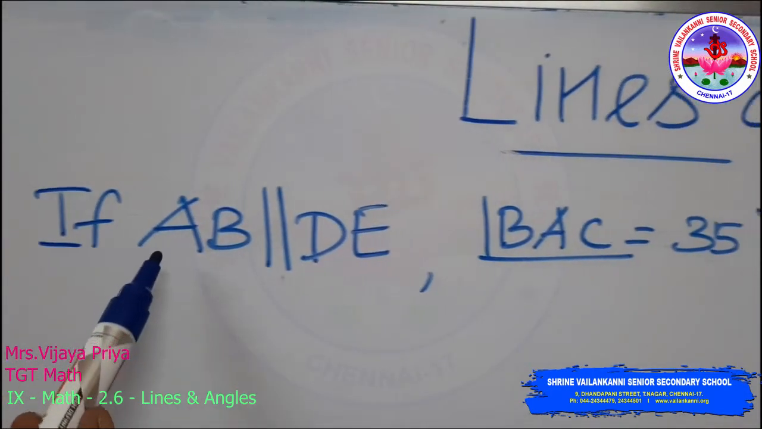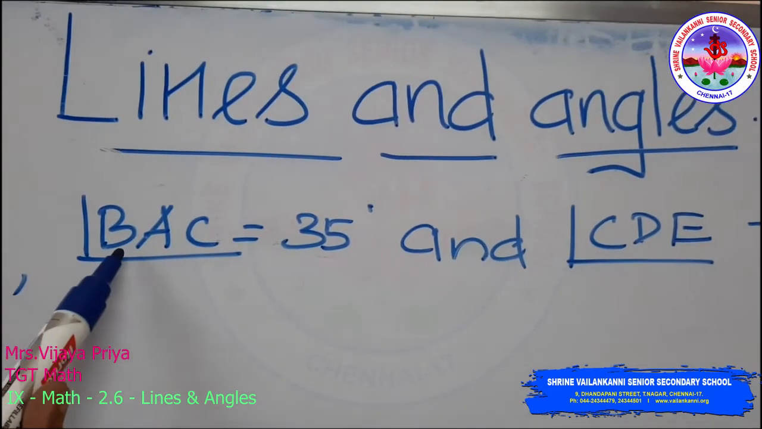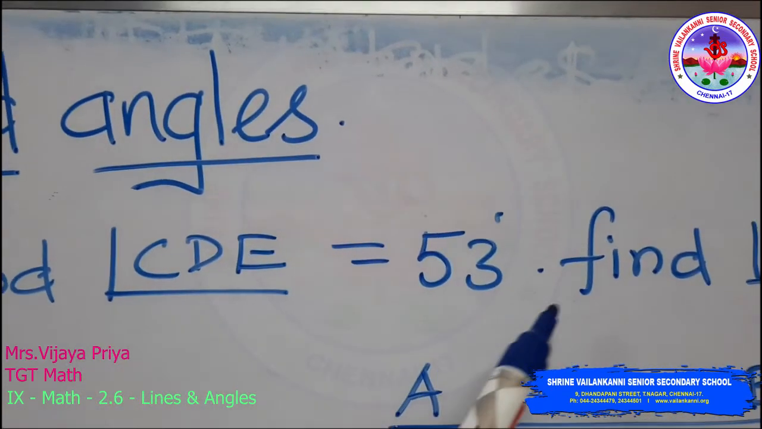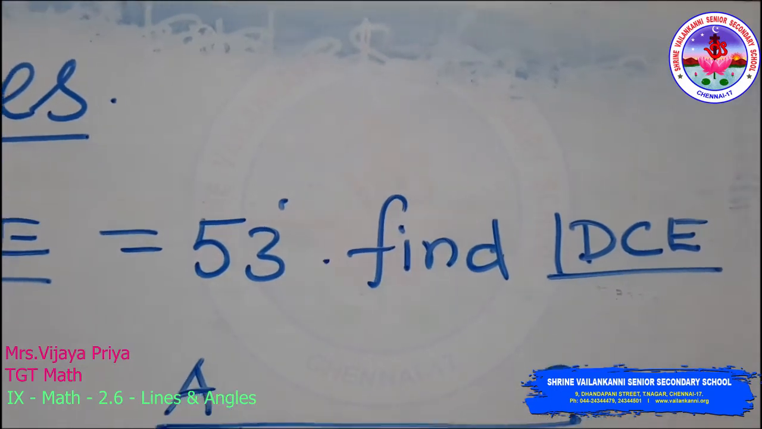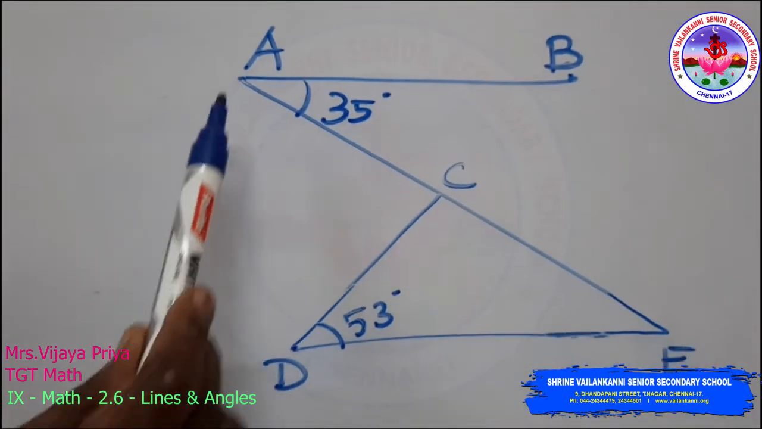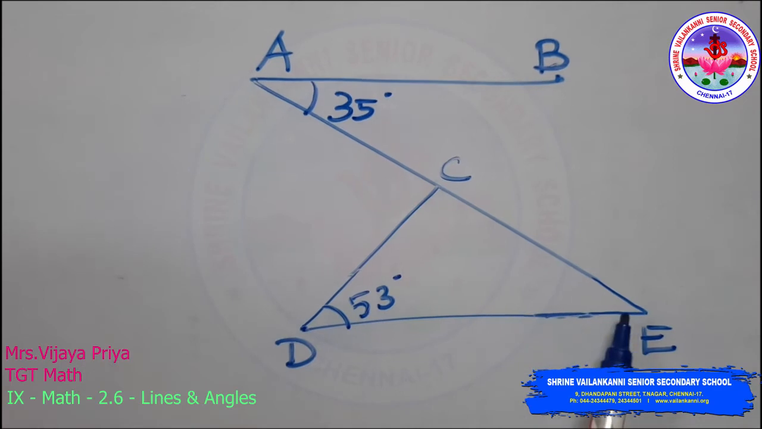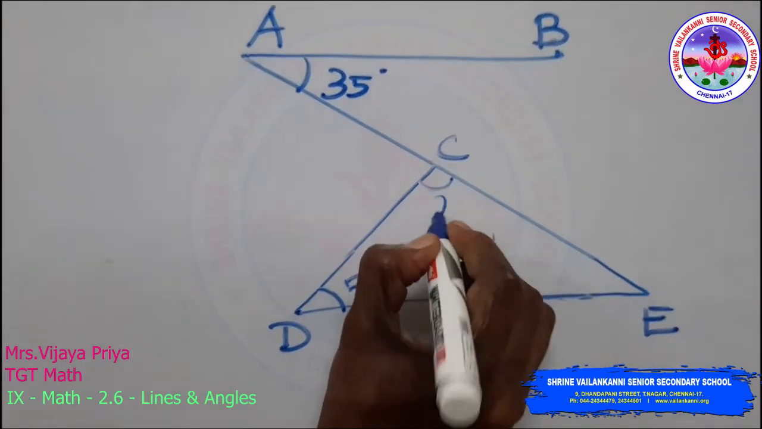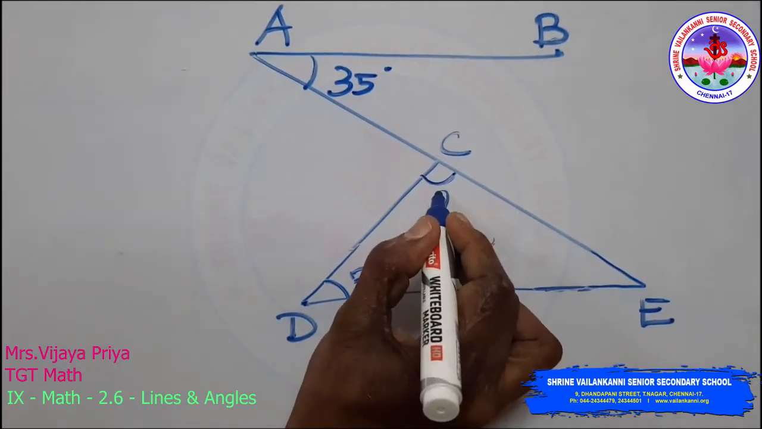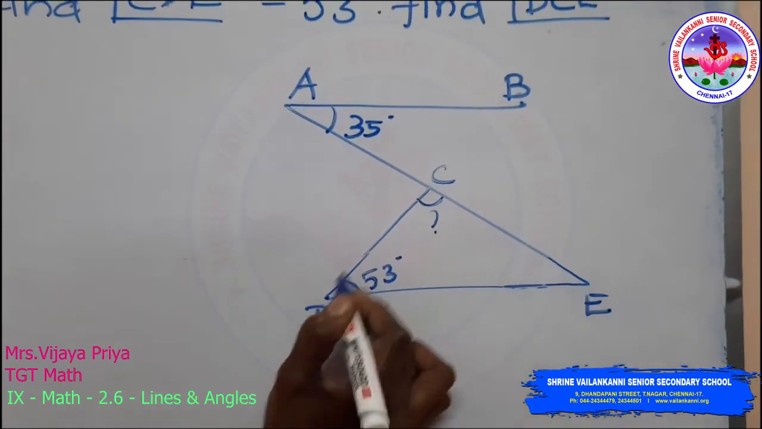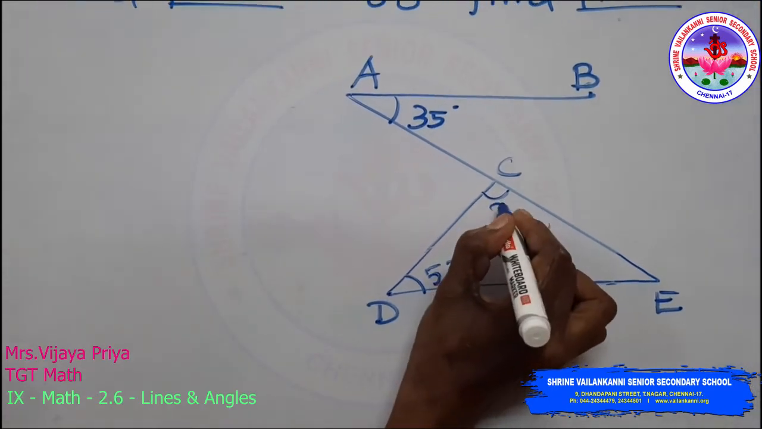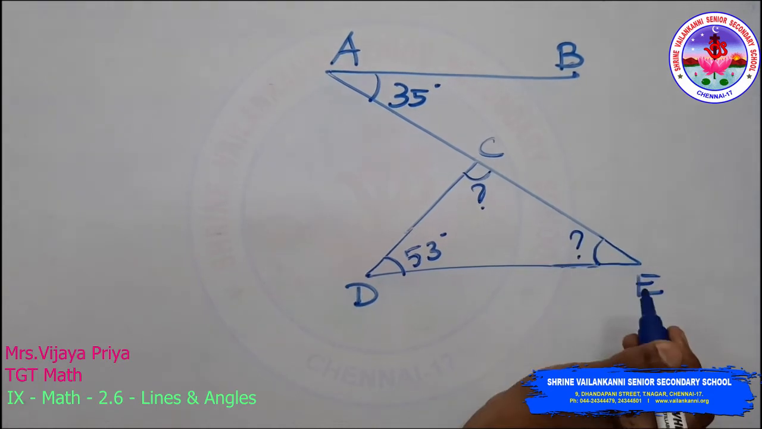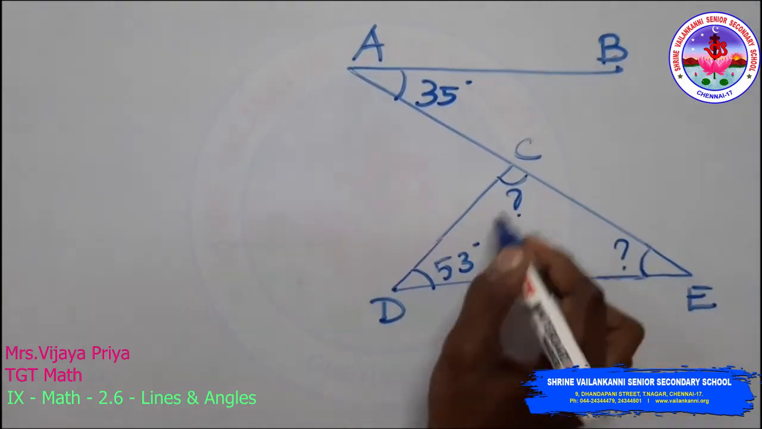Third problem: if AB is parallel to DE and angle BAC is equal to 35 and angle CDE is equal to 53, find angle DCE. So he has given the figure here, where in this figure AB line is parallel to DE line and we need to find out angle DCE. So DCE can be got by using angle sum property of triangle DCE. So in order to find out my DCE, first I need to find out what is my DEC, so that I can relate this with the angle sum property.